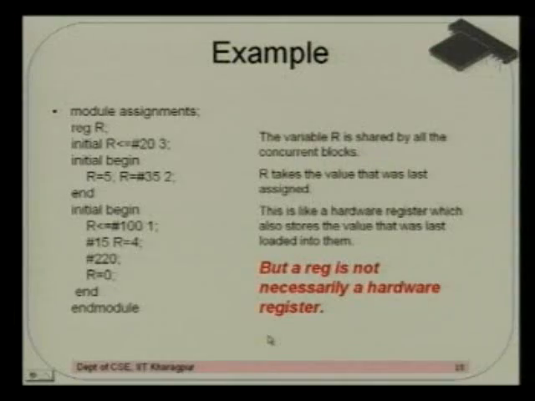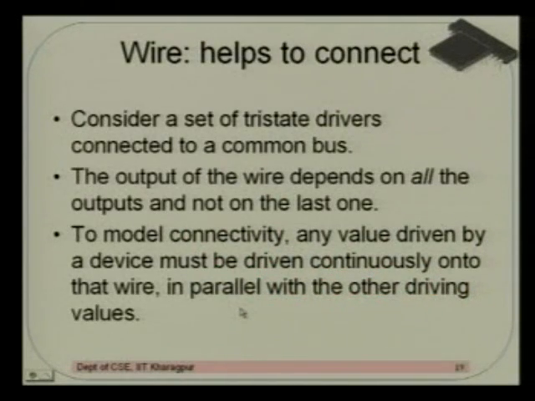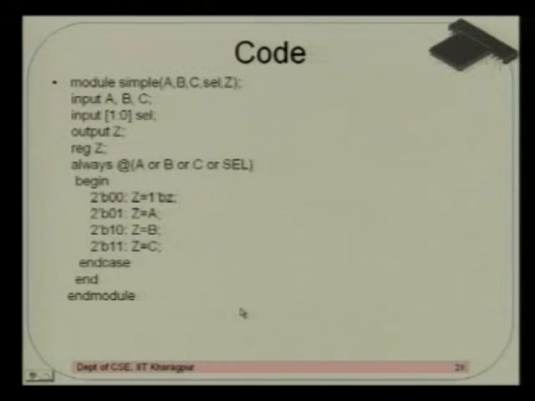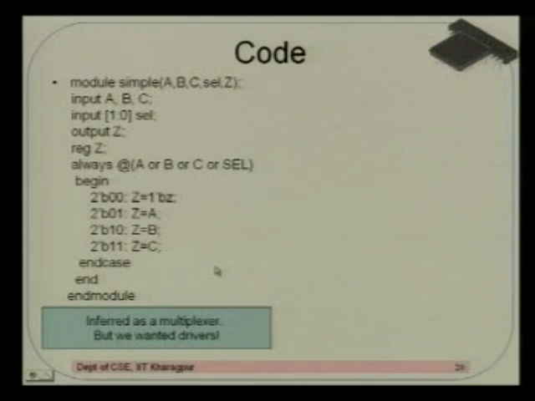So at this point I have already told you that reg is not necessarily a hardware register, it can be a simple combinational design as well. Okay, so I am not really going into this. So this is the example that I was talking about just now. That is, if you write a code like this, always @(A or B or select), then if you synthesize, this will be inferred as a multiplexer.